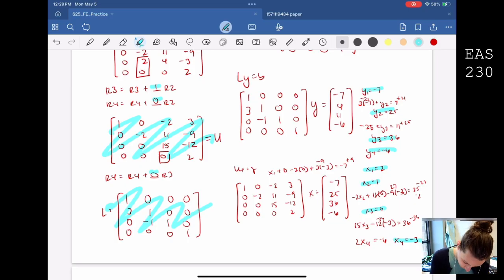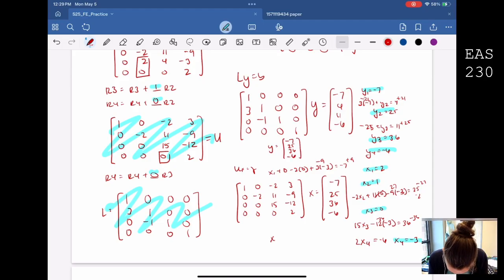And you can write this neater. I ran out of space, but we can see y equals -7, 25, 36, and -6. And we can say that x equals 2, 1, 0, and -3. However you want to write it, as long as we can clearly see your answers and your work, then what I wrote is fine. Writing it as vectors is fine. Writing them both ways is fine. Just make sure we can follow your work and actually see your final answer.